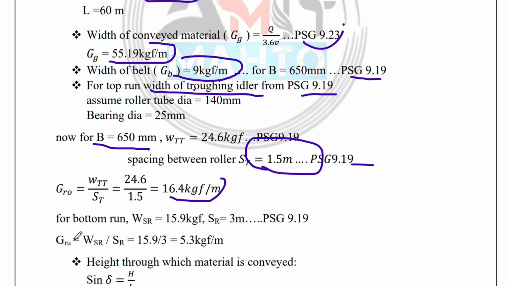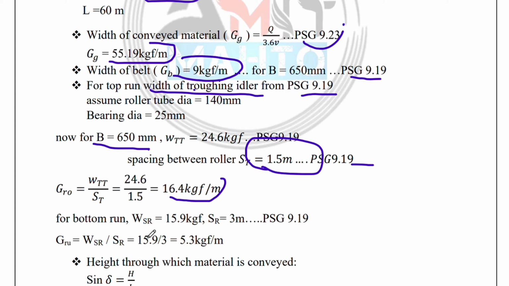Same with the bottom run. For bottom run, WSR. So for this value, at the bottom there is one table which is straight idler. For straight idler, on the same page, PSG 9.19, only on the same page. For bottom run, straight idler. W is equal to straight W, and this SR indicates straight idler.